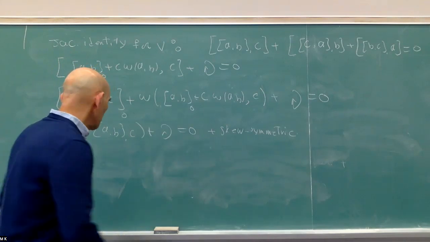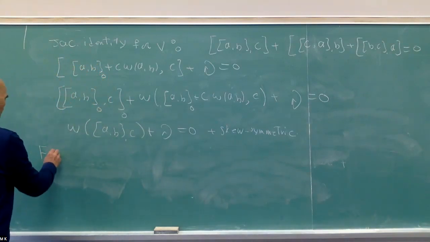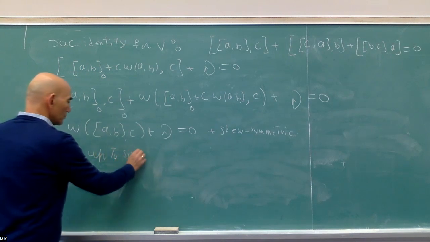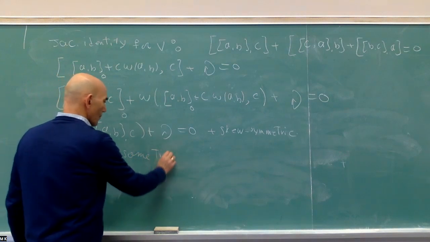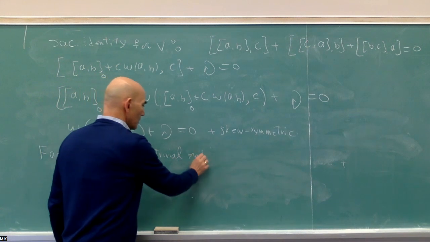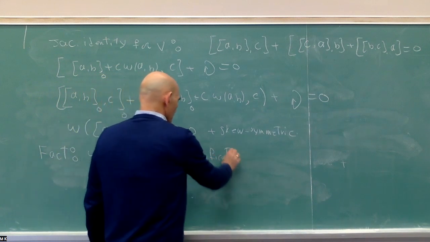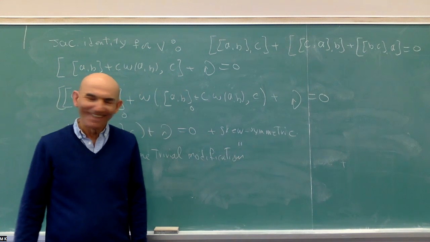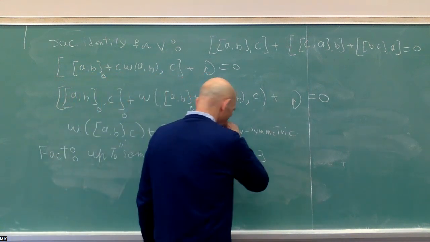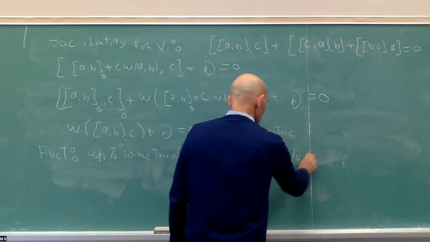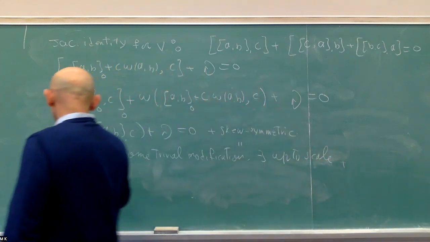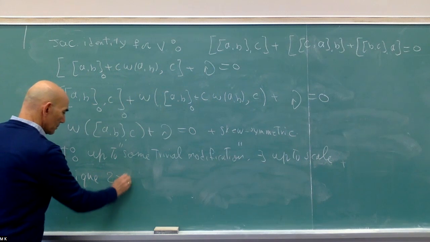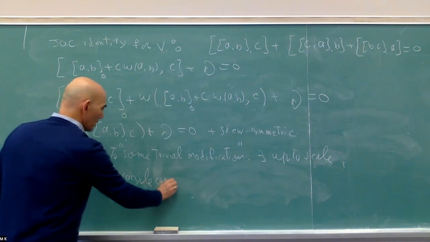Yeah. So let me just write it here. Fact: up to some legal modification, whatever it means, I did not define it, sorry, what legal modifications means, there exists, up to scale, a unique 2-cocycle on the Witt algebra.